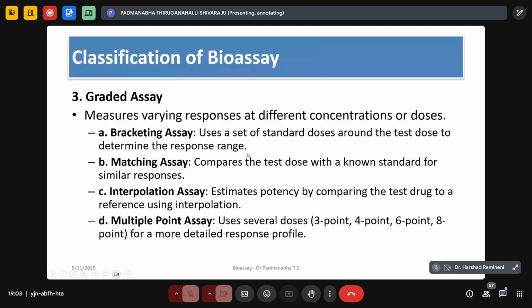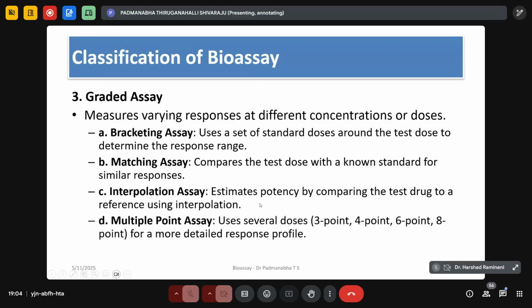The matching assay is used to compare the test dose with the known standard for a similar response. So you're going to increase the drug concentration of the test drug in the organ bath where the tissue is attached. You'll be increasing gradually, and you're going to check at what height the test drug reaches the standard drug dose. That concentration will be matched.